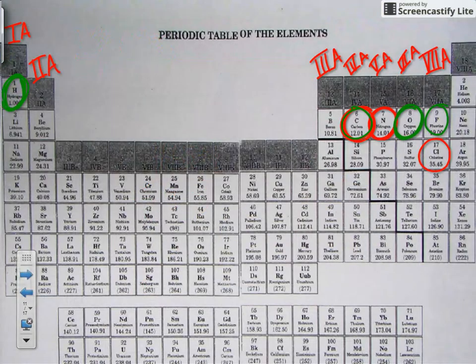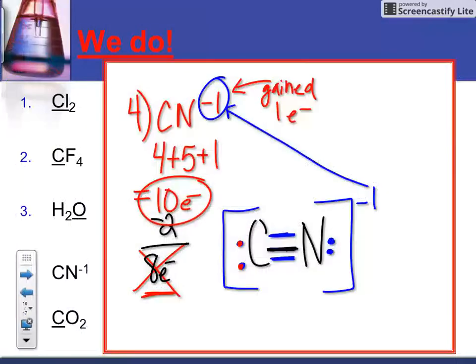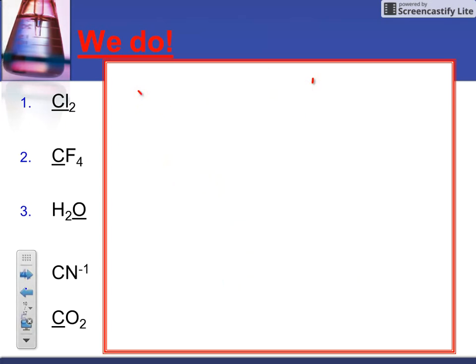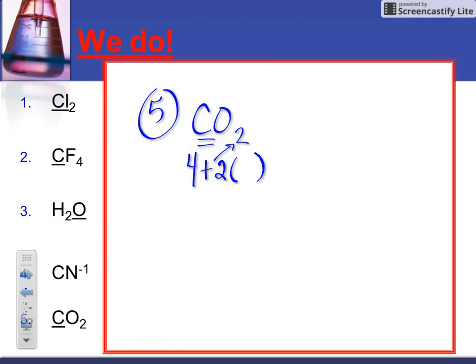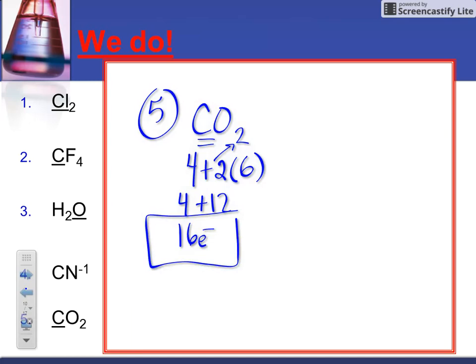Okay, the last example is for carbon dioxide. So let's add up our electrons. Carbon has 4 valence electrons. Oxygen has 6 apiece. We're going to do carbon dioxide, our last example today. Carbon, we said, has 4 valence electrons because he's in group 4A. There are 2 oxygens. So I take 2 times his valence electrons. Since he's in group 6A, he has 6 valence electrons. That gives you 4 plus 12, which is 16. So we have 16 total electrons here with carbon dioxide.